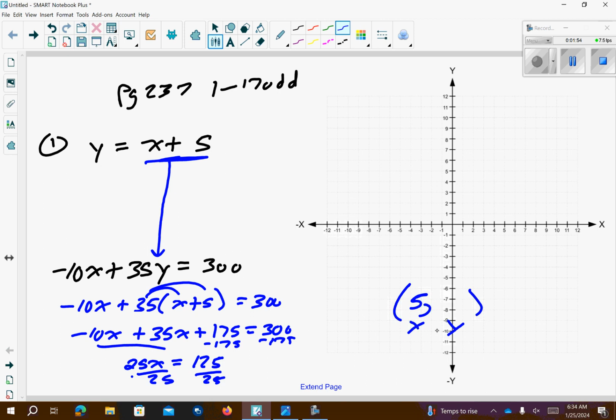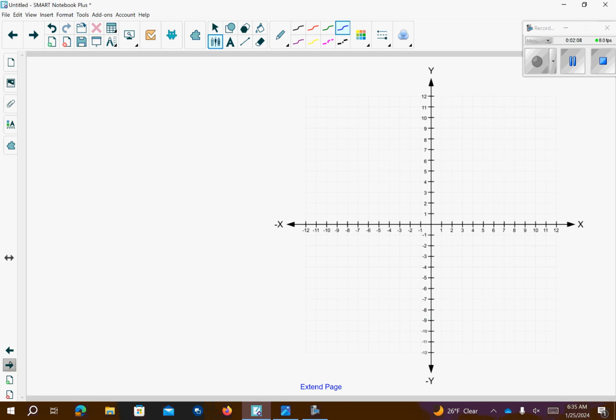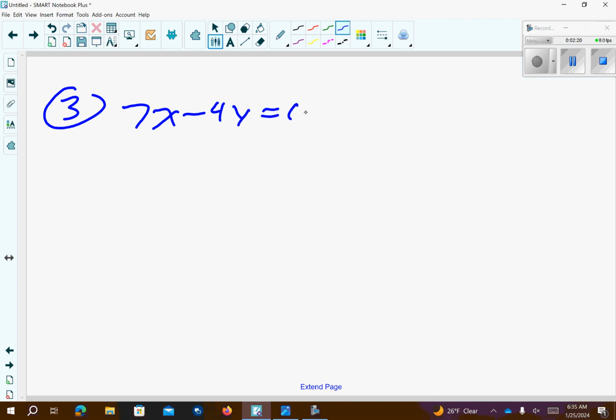Remember, that's an x and a y. So x equals 5. So what I'm going to do is take that 5 and plug it in right up there. So 5 plus 5 is 10. So y equals 10. There's our answer. So we don't have to use a graph on that. Okay. Number 3, we have 7x minus 4y is equal to 0.